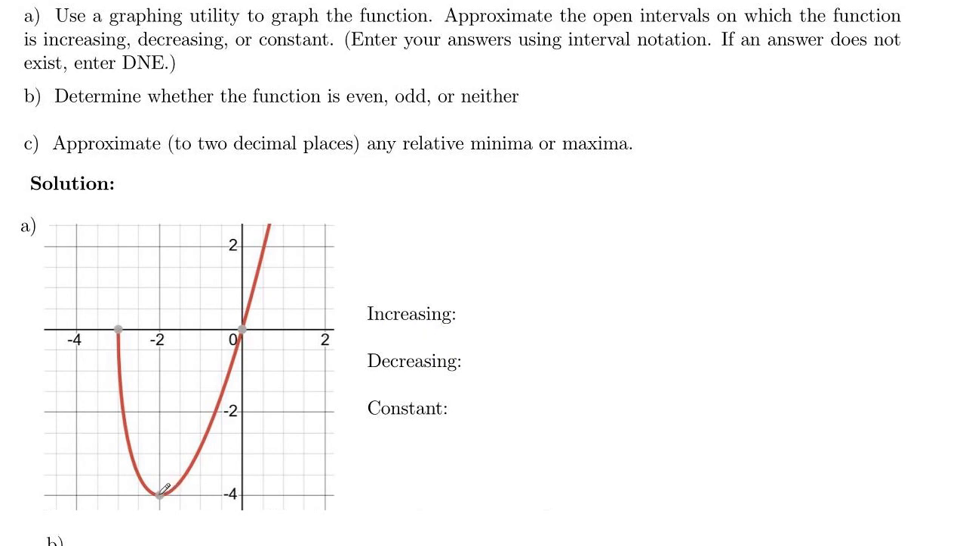And we want to know the open intervals where it's increasing. So increasing is up from left to right. So this portion of the graph is increasing and then keeps going. And that starts at an x value of -2. So that would be -2 to infinity.